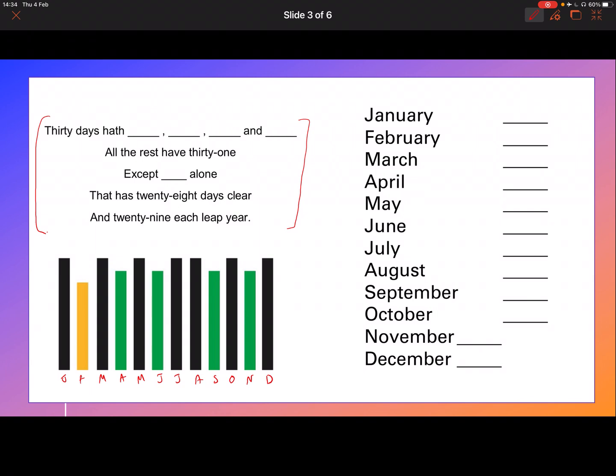Now, this poem does not put them in that order. The poem, for some reason, is 30 days has September, April, June, and November. It's not the order they actually are in the year, but it's the order of the poem. All the rest have 31 except February alone that has 28 days clear and 29 each leap year. That poem still remains the best way of remembering that.